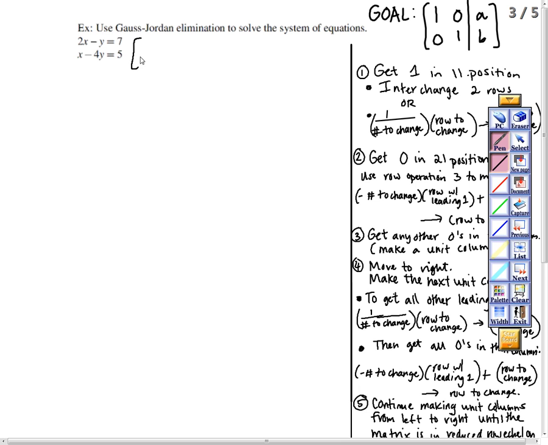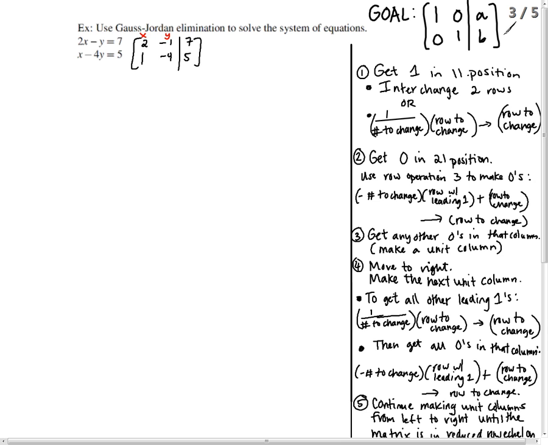So 2, negative 1, 7. Remember that each equation becomes a row in your new matrix, and that this is the x column, this is the y column, and this last column represents constants. This vertical line is like your equal sign. Then I do 1, negative 4, and 5. I have my goal written over here.